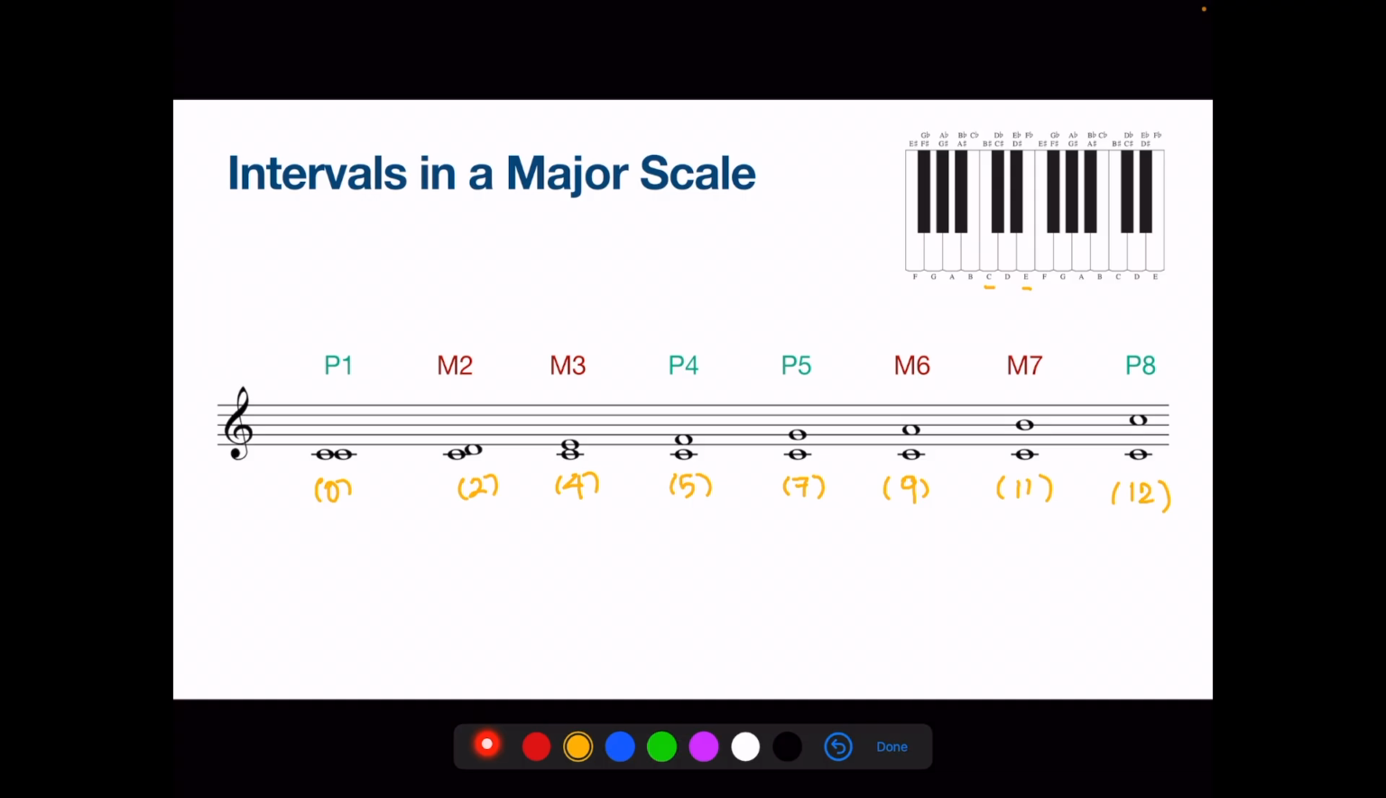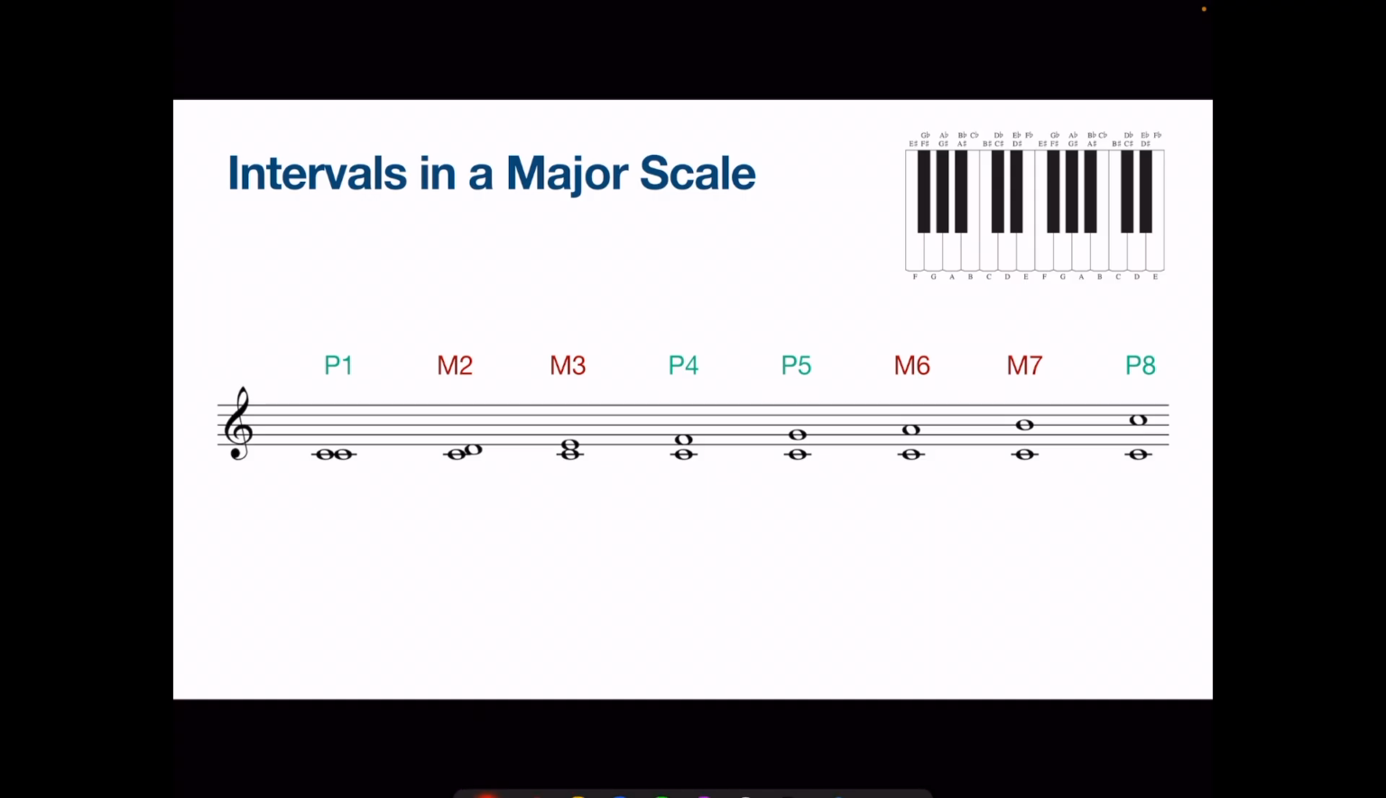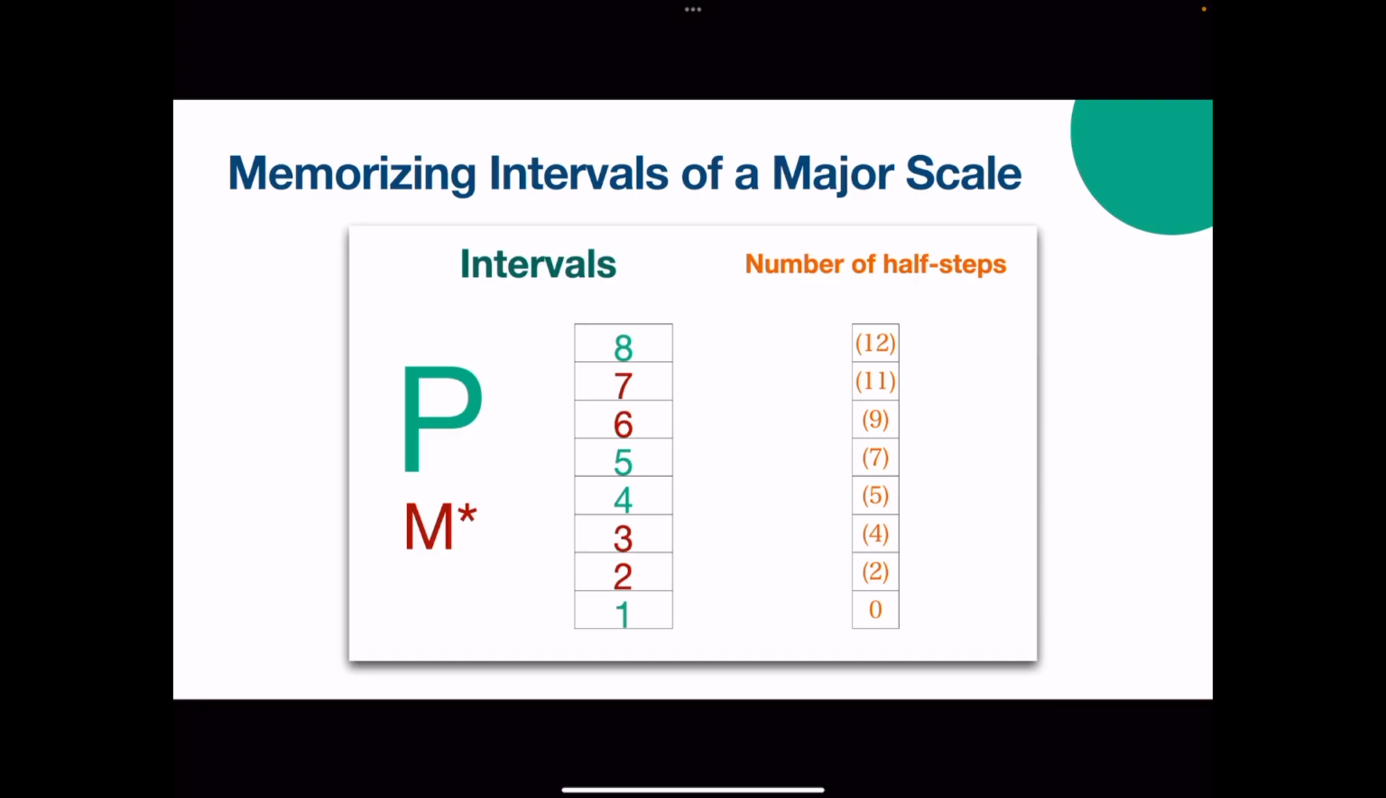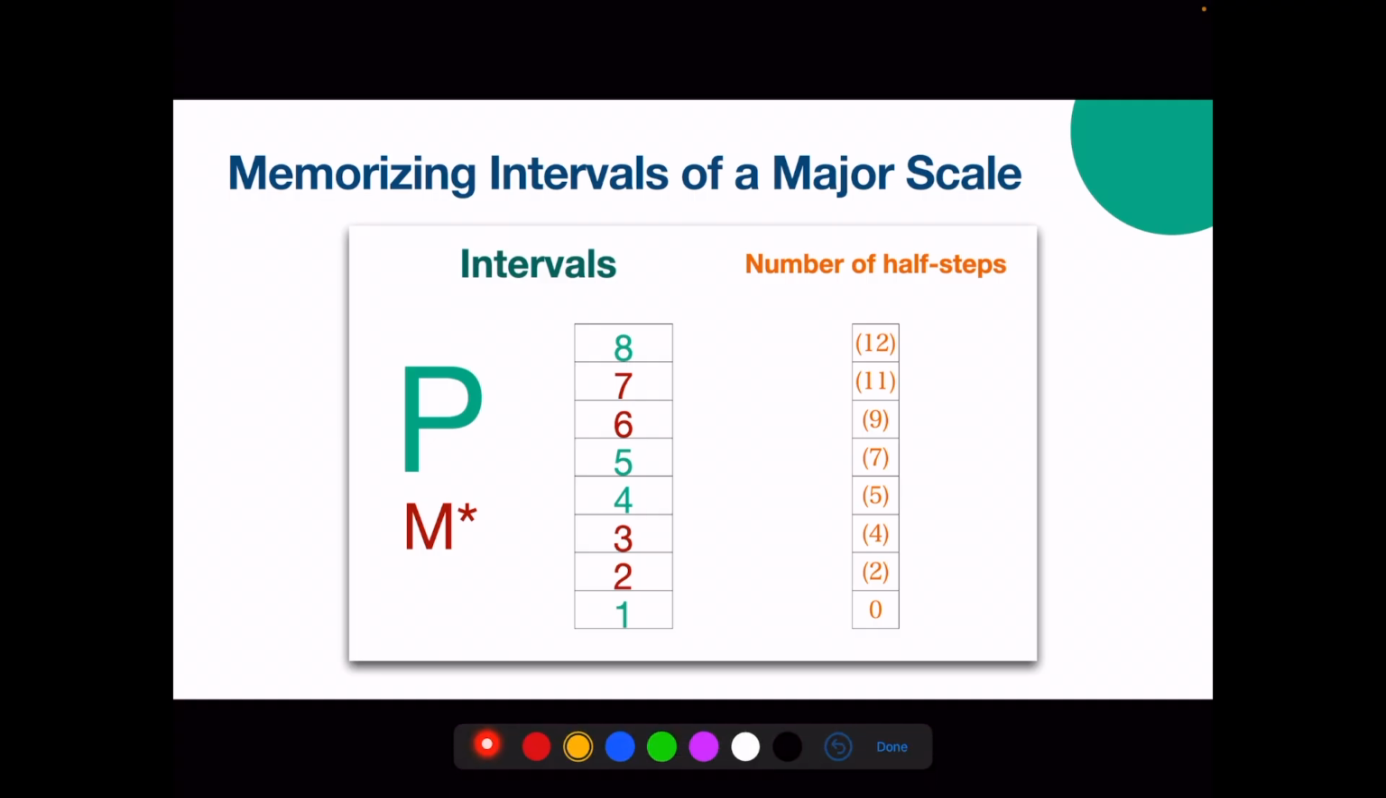What I like to do is to look at the next chart, which is just the same thing we just talked about. We're going to memorize the intervals of this major scale. And what you see here is on the right side, there's the number of half steps. So 0, 2, 4, 5, 7, 9, 11, 12. And on the left side, we have the perfect and the major intervals, and then with the numbers, the distance, right?